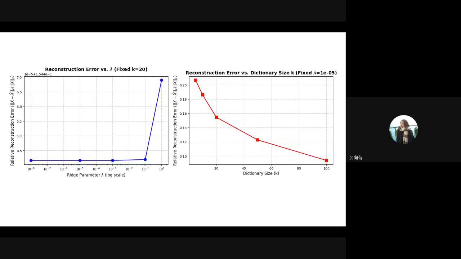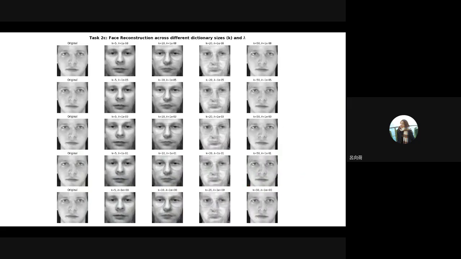Okay. So for task two, next slide, please. We compare the effect of different Ks and different lambda, and we can see that when K equals 50, we can reconstruct the face better.